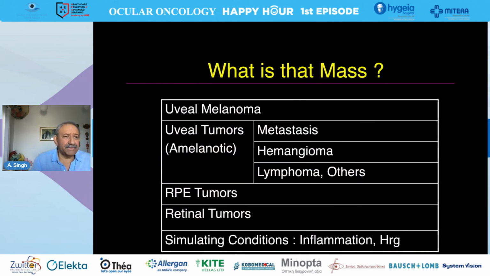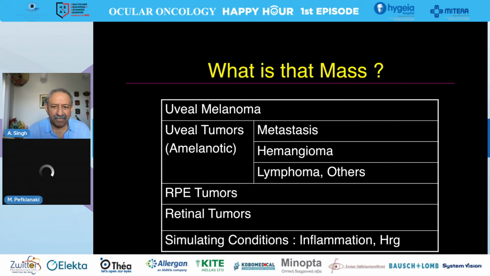So coming back to when you're looking at the masses, it's not always melanoma. In the real world, other things are more common. We didn't talk about hemangioma so much, but did talk about RPE tumors and simulating conditions. Thank you so much, Maria, for inviting me and asking me to contribute to Happy Hour. It's a great privilege. Thank you.